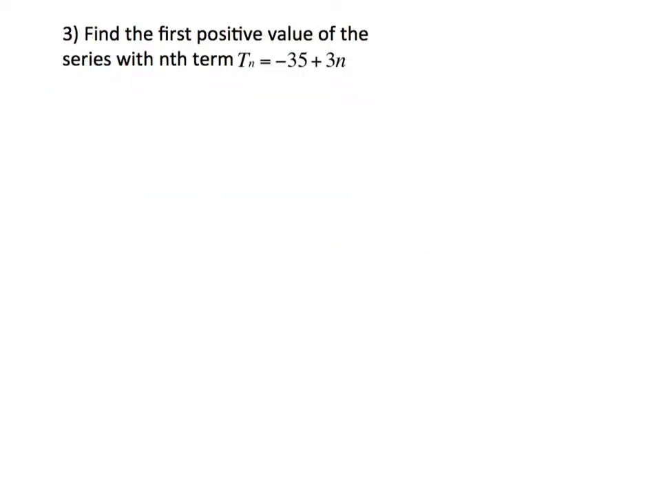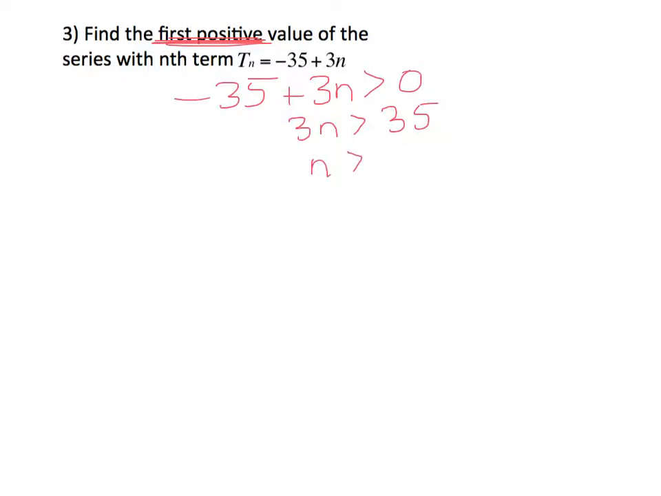And an example here: find the first positive value of the series with nth term given by that. So the first positive value, oops, didn't mean to cross it out, underlining it. That means we want negative 35 plus 3n to be positive, which means greater than 0. Let's solve this to find what n has got to equal. So dividing both sides by 3, you get 35 divided by 3, which is 11 2/3.